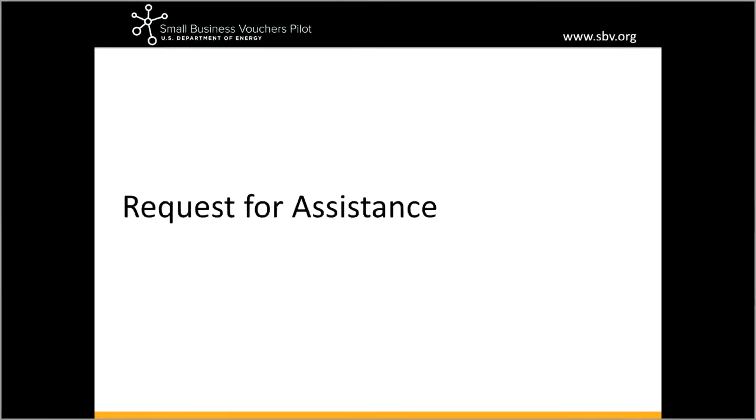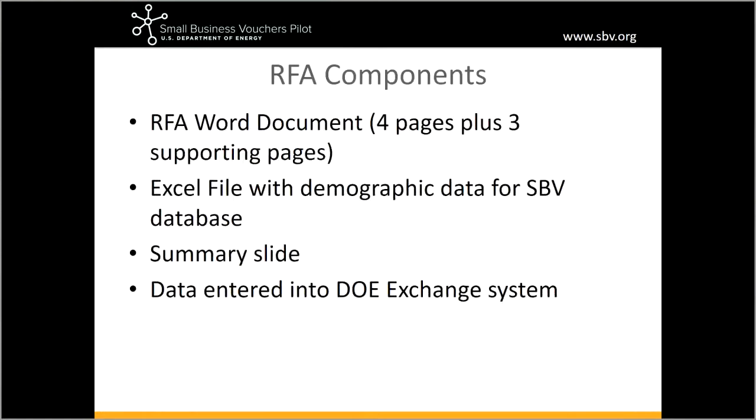We'll skip this and talk about it a bit in the future. Let's talk about the request for assistance now. The request for assistance actually consists of 4 components. The biggie is the request for assistance Word document, and we'll talk about the outline of that document in a moment. You have only 4 pages, plus you have 3 pages of supporting material that can be added. Those 3 pages include resumes, letters of support, that sort of thing. All of the text describing the planned work and all of the figures should be a part of the 4-page document.